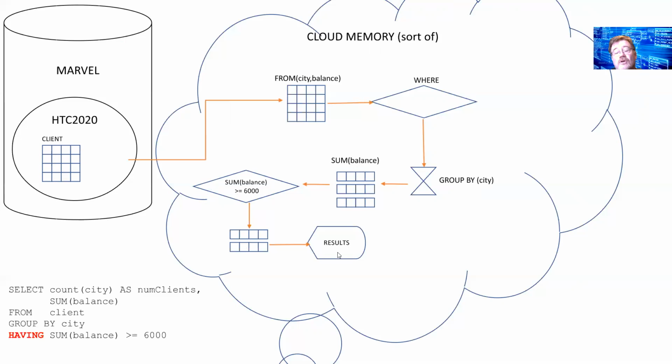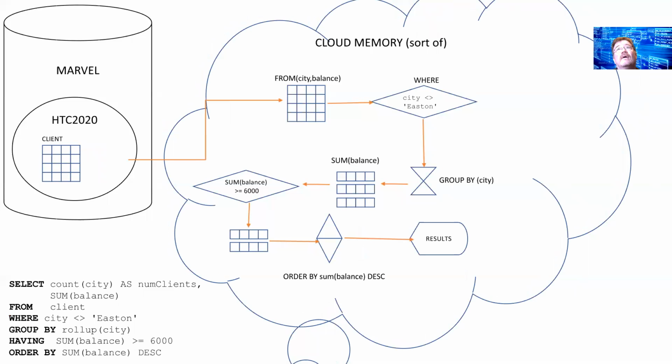Now, that was cool. I thought what I'd do is take it one extra step and basically say, hey, what about all the other clauses? So here's our where clause, and here's an order by. Those are the ones that are added. So basically what I've done here is I said, show me the count of the city, count how many people are in the city, the sum of the balance from client, where the city's not Easton. I just picked it because it was easy to spell. Group by roll up. You can ignore the roll up for now, but it doesn't really matter. It doesn't do anything to the example.